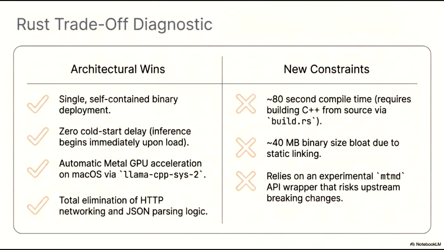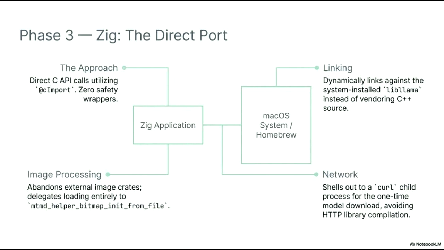Conversely, these benefits come with specific trade-offs. Our compile times have increased to approximately 80 seconds, largely due to the necessity of building C++ dependencies from source via build.rs. Static linking has introduced about 40 megabytes of binary size bloat. Finally, our current architecture relies on an experimental MTMD API wrapper, which introduces a risk of upstream breaking changes in future updates. Moving into Phase 3, we transition to a direct port using the Zig programming language.